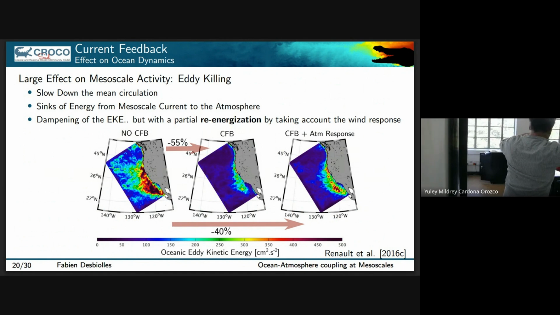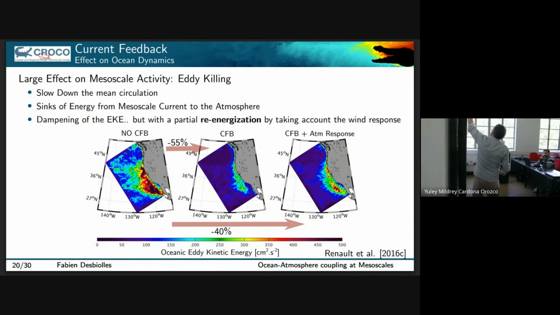wind speed squared. Here there is current feedback. And here there is current feedback and the re-energization of the wind, of the atmosphere, as I just explained. What we plot here is the oceanic eddy kinetic energy, EKE. If we apply the current feedback, we reduce our EKE by 55%, which is enormous. If we also compute the atmospheric response, the re-energization of the wind, we decrease only by 40%.